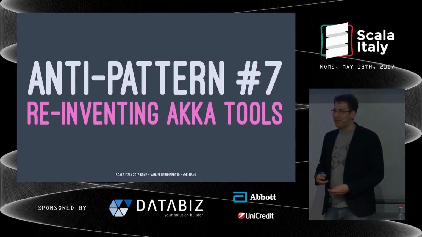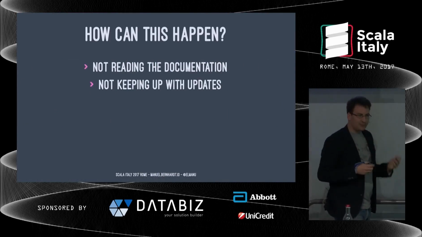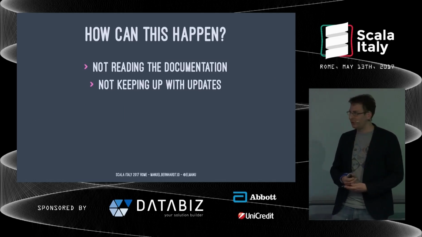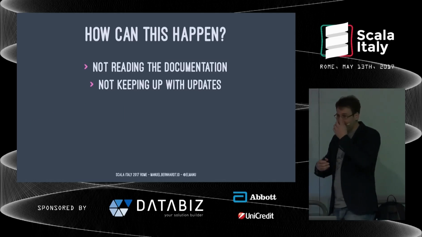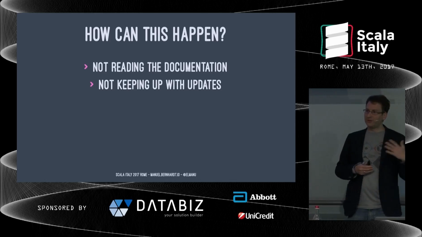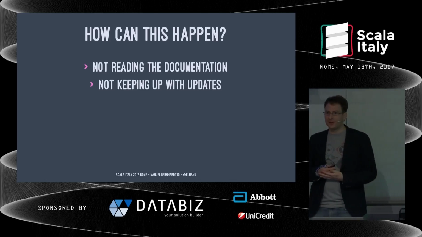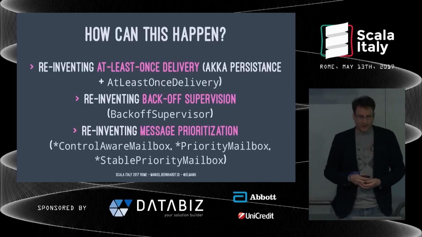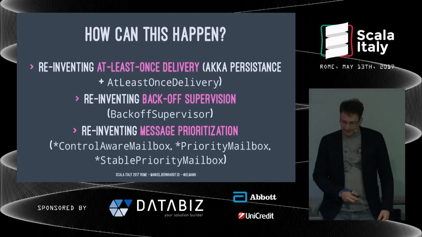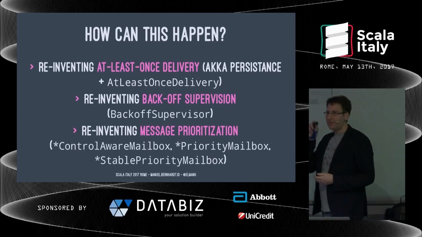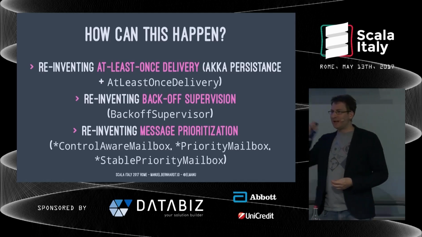So that being said, our 7th anti-pattern is reinventing Akka tools, because this is really what this is about. It's about wasting time. And how can this happen? Well, you could not have read the whole documentation, and I wouldn't blame you, because the whole documentation is pretty long. It's very nice, but it's also very long. And the other thing you could be doing is also not being able to keep up with updates. There's a lot of work going on in the Akka space, a lot of new things, so you could be missing that now there's a feature that you need, and be tempted to invent it and write it yourself. So I'm guilty as charged here. I've done this. What you could be reinventing, well, at least once delivery. If you want to make sure that a message will be delivered over the network, at least once.